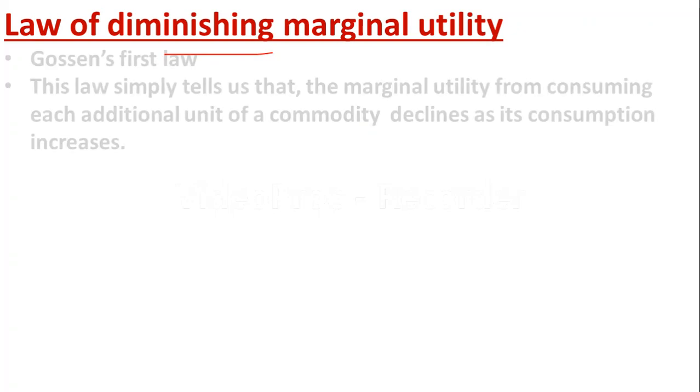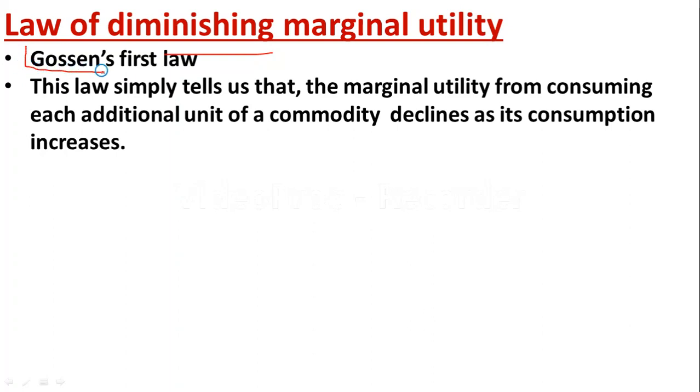Next, let us study the law of diminishing marginal utility. This theory is related to cardinal utility analysis. Here also we can measure the utility in numbers. This theory is also known as Gossen's first law. This law simply tells us that the marginal utility from consuming each additional unit of a commodity declines as its consumption increases. Marginal utility means the utility derived from each additional unit of a good as the consumer goes on consuming.